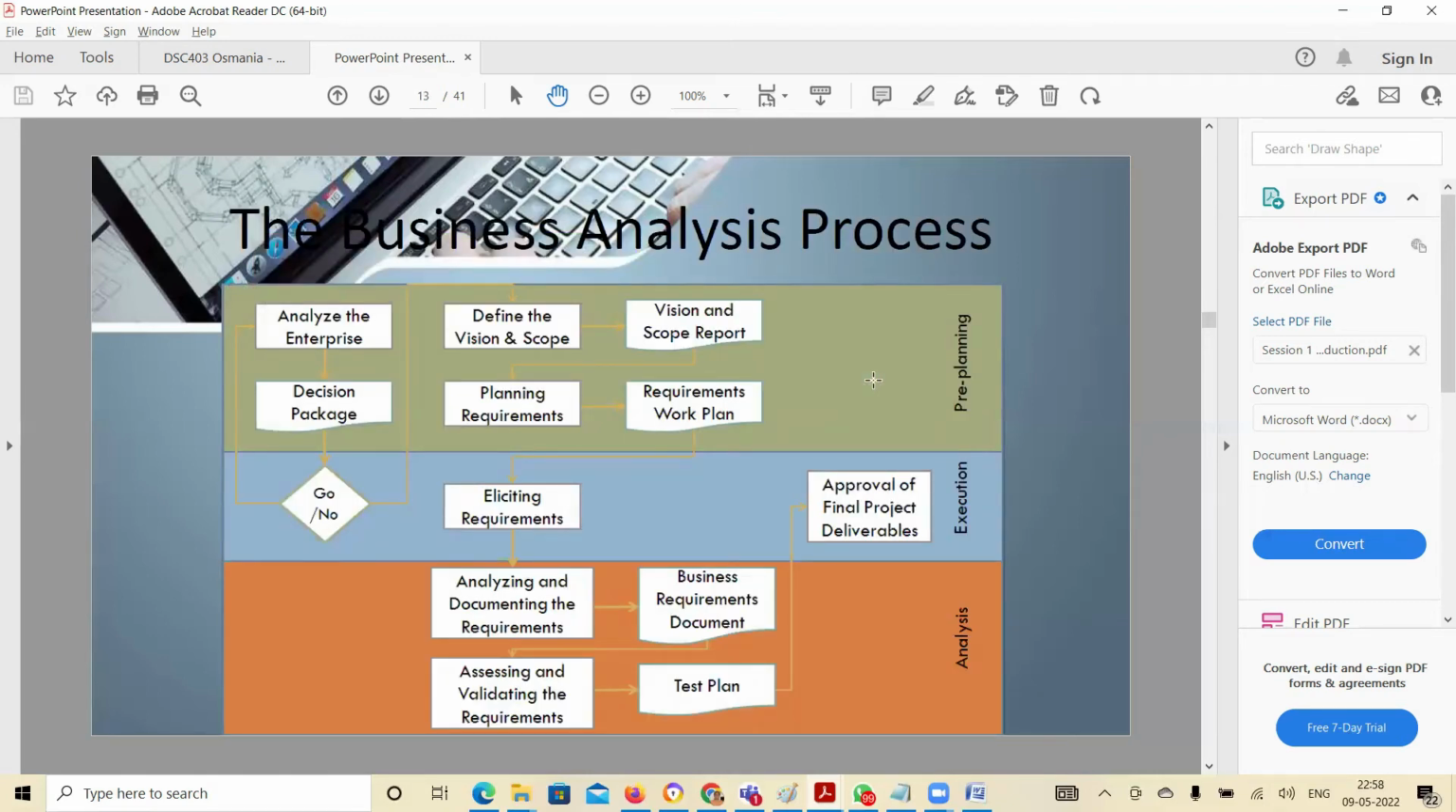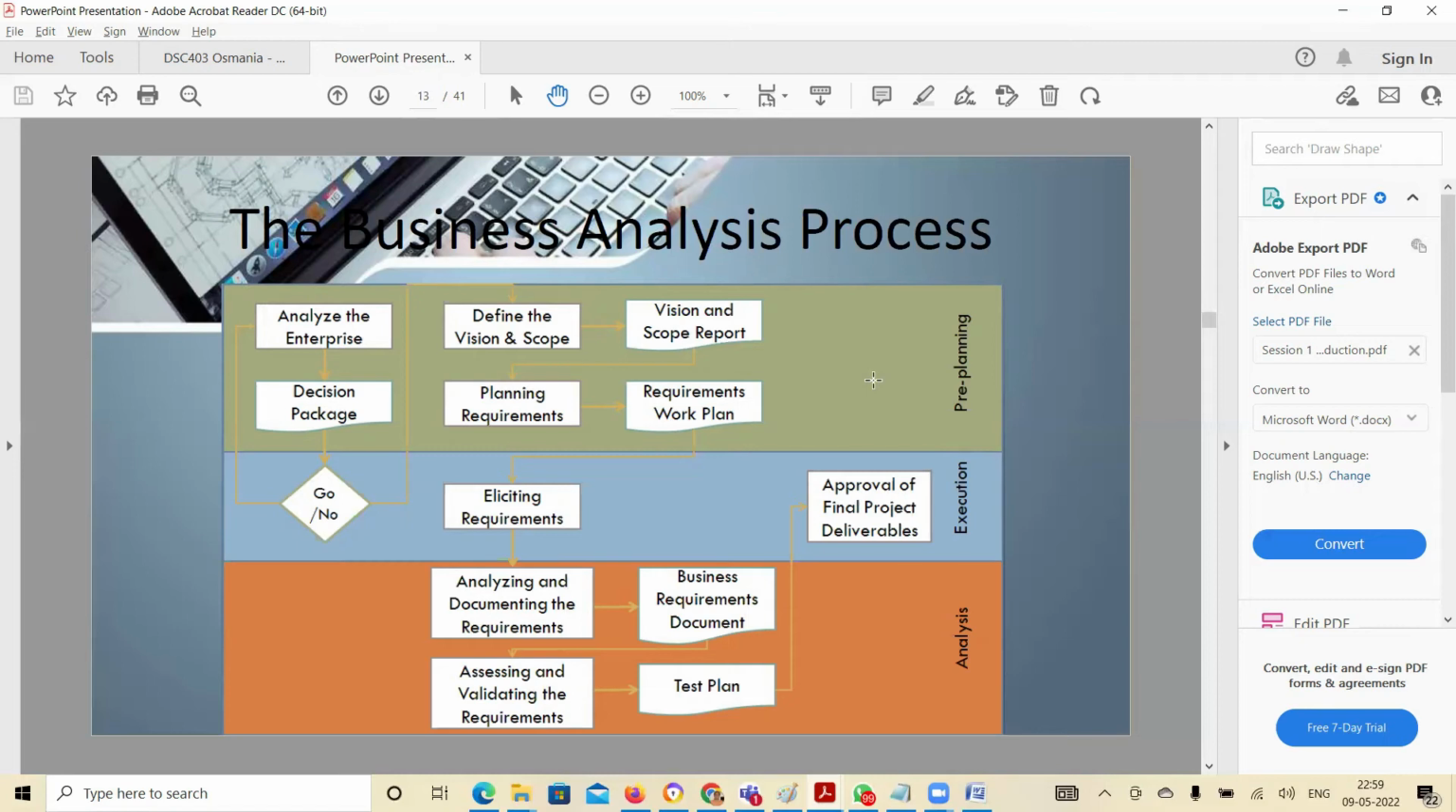Awesome. So what is the business analysis process? What you see here is the business analysis process. It starts with analyze the enterprise. The business is analyzed. There are two main types of diagram here. One is a rectangle, another is a rectangle with a cut at the bottom. The perfect rectangles are the BA process steps, and the cut rectangle is the documentation. So you perform analyze the enterprise and you create a decision package document.